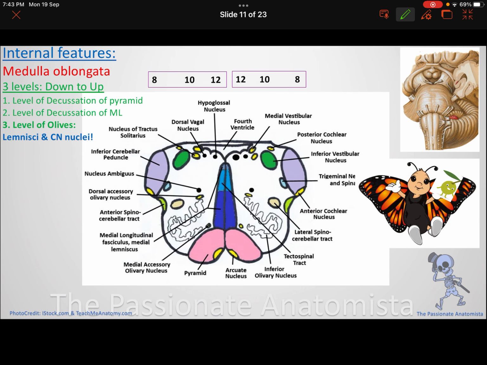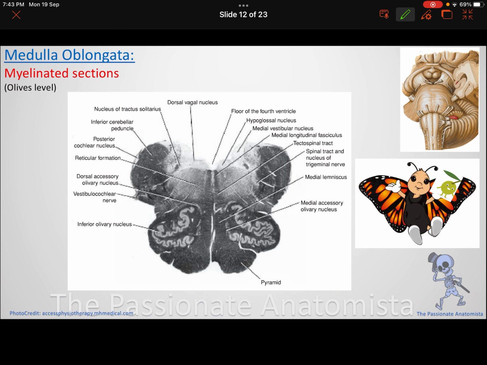So when you are in the exam and you see a butterfly shape, oh my God, this is a medulla. This is the level of the olives, all right? This is how you will remember it, and we will build up on some information about that you need to know. And again, remember butterfly, because we are opening up the medulla. So the butterfly opens up.